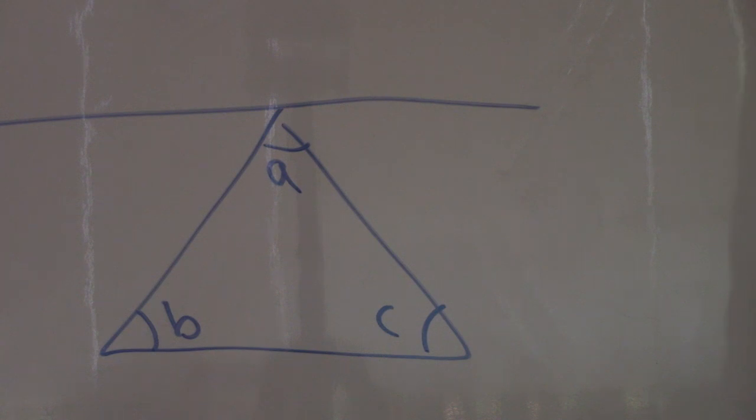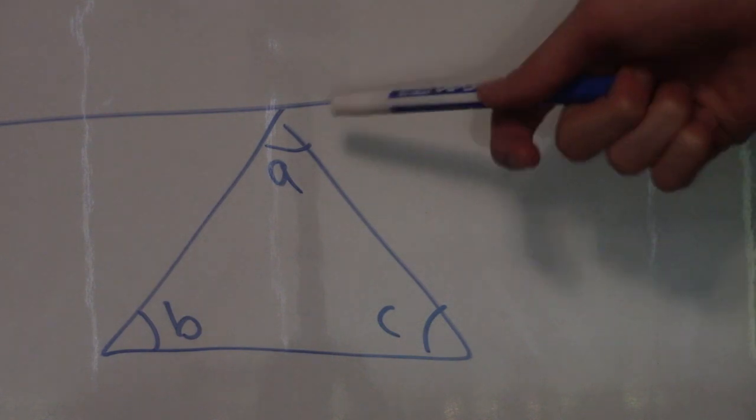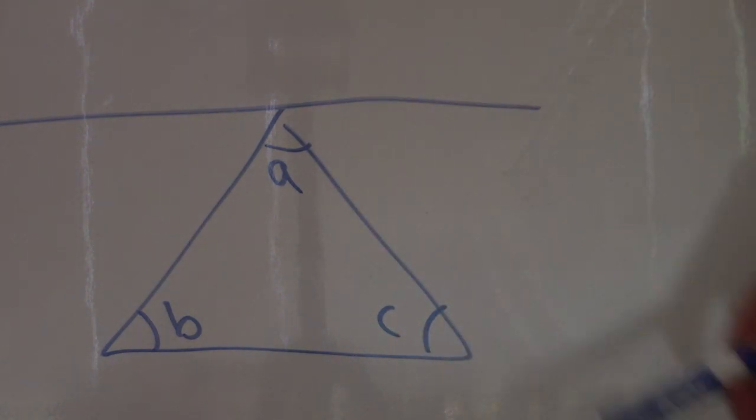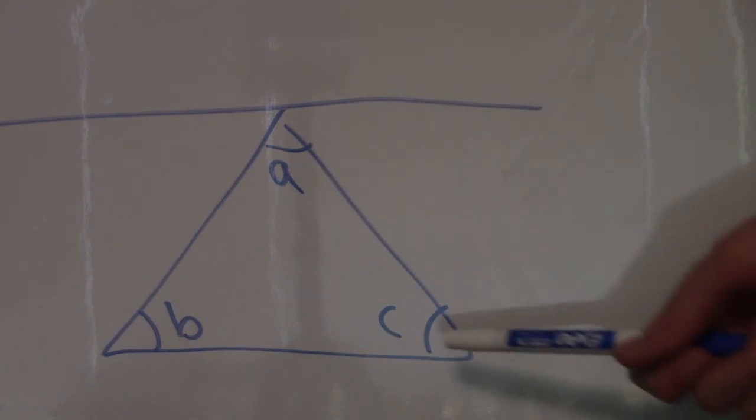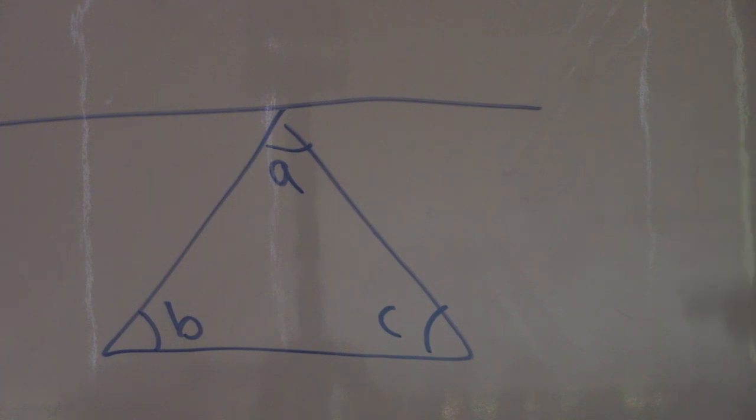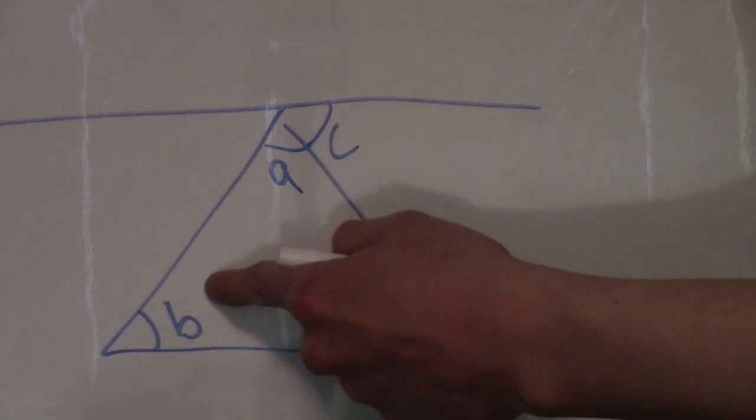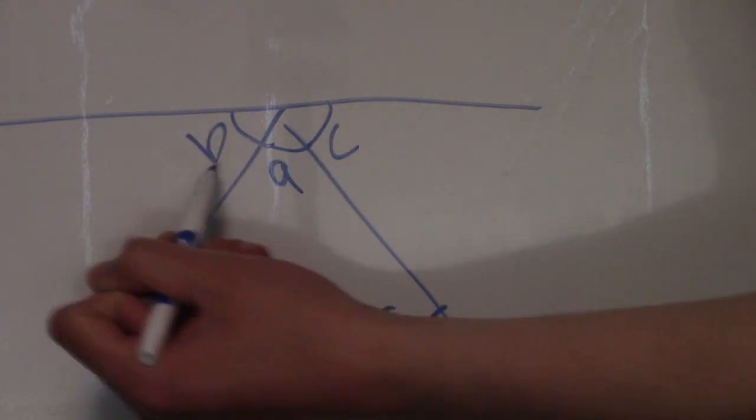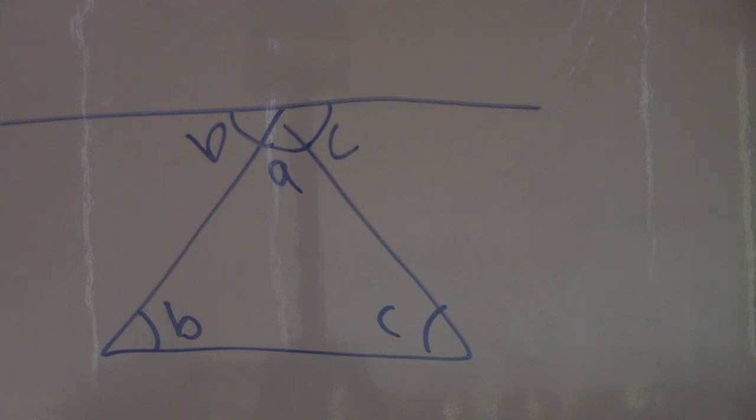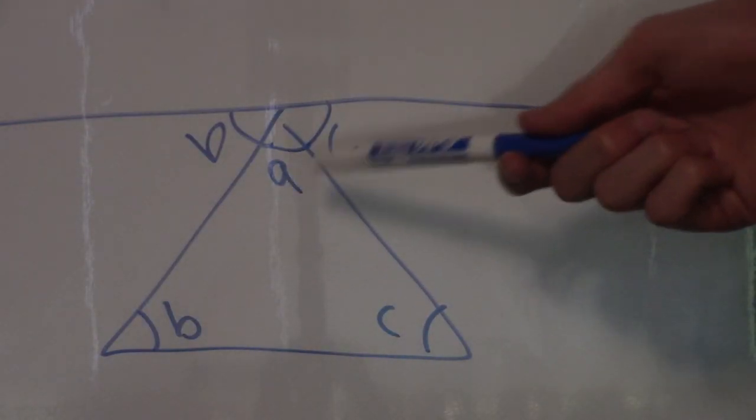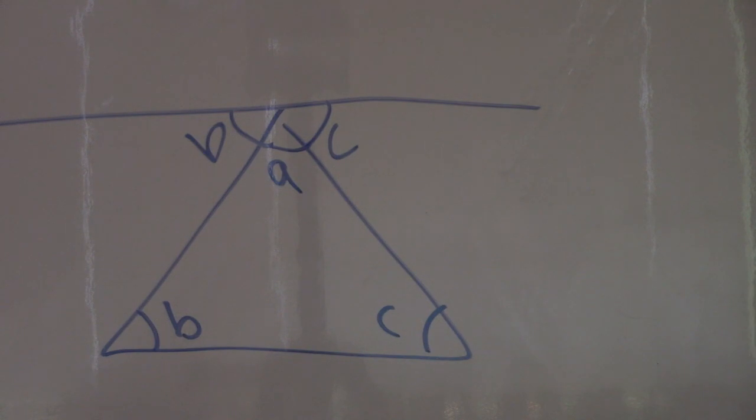And so what that does is it creates what are called alternate interior angles. So interior meaning the angles are between the 2 parallel lines, and alternate meaning they're on opposite sides of the transversal. So for example, we have angle C here. It's between the parallel lines, and so on the other side of the transversal would also be angle C. And the same goes for B. We have B over here. Alternate interior angles.